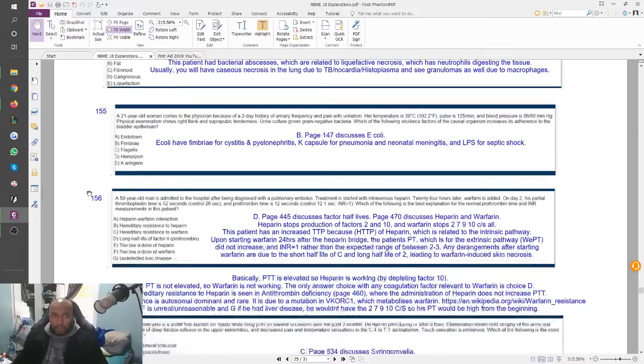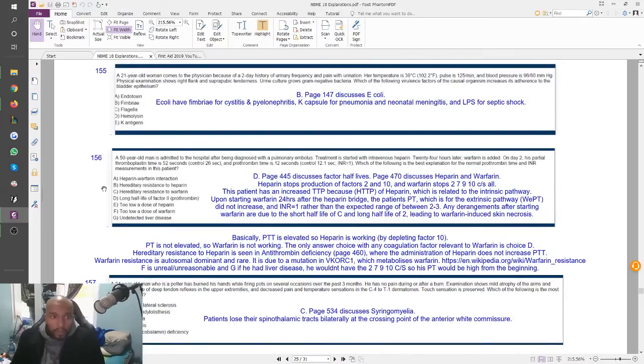This one, 50-year-old man is admitted to the hospital after being diagnosed with a pulmonary embolus. Treatment is started with IV heparin. 24 hours later, warfarin is added. On day 2, his partial thromboplastin time is 52 seconds, and prothrombin time is 12 seconds. Which of the following is the best explanation for the normal prothrombin time and INR measurements in this patient?